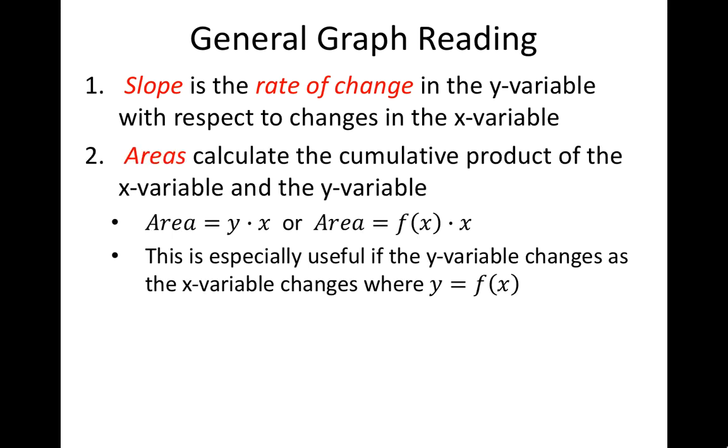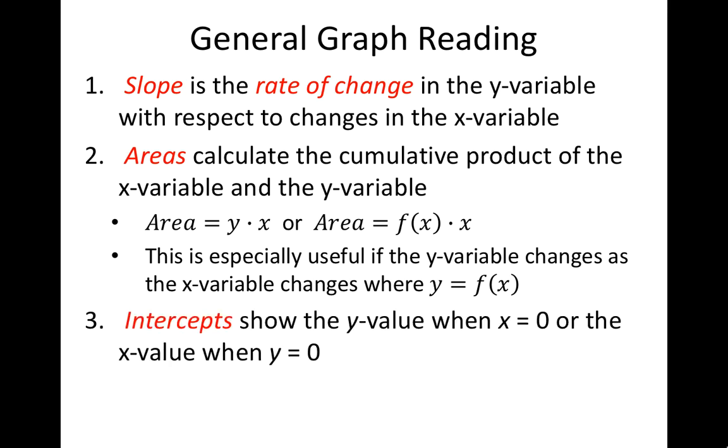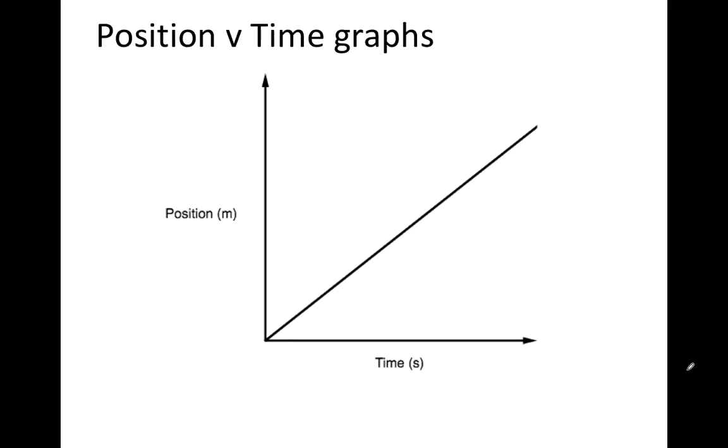Areas can be useful to calculate the cumulative product, or y times x, of the x variable and the y variable, and this will be very important starting next chapter. Intercepts can show you the y value when x is 0 or the x value when y is 0. These can be important points in the motion of an object or for determining important values in a data set. We'll start by discussing the meaning of a position versus time graph.